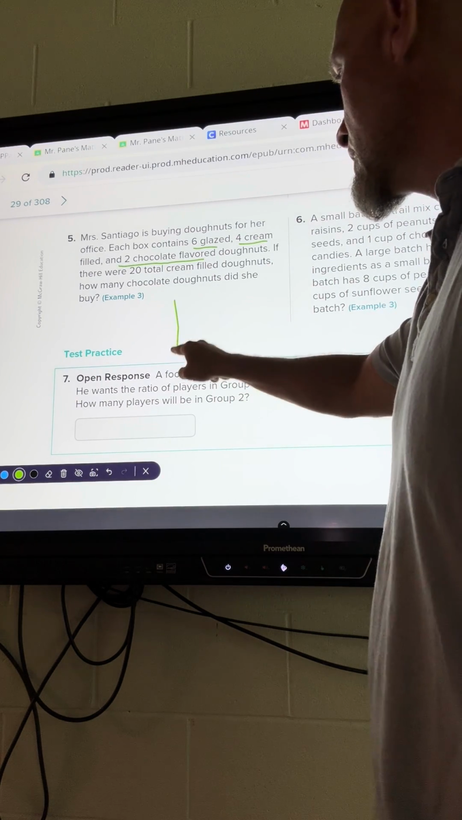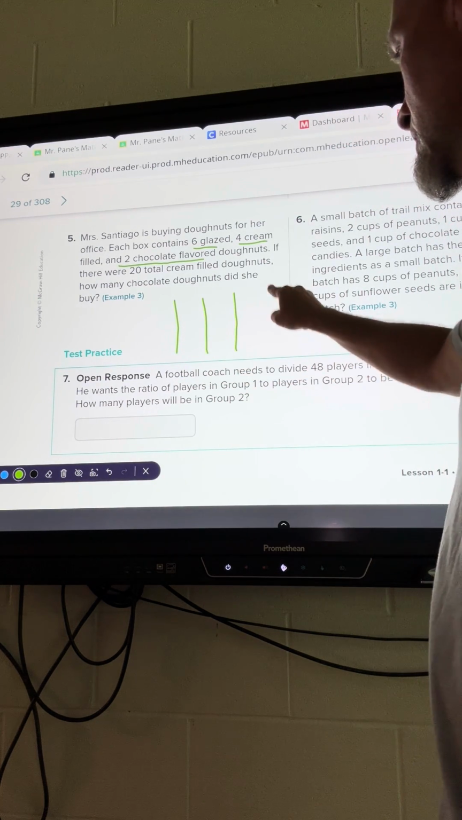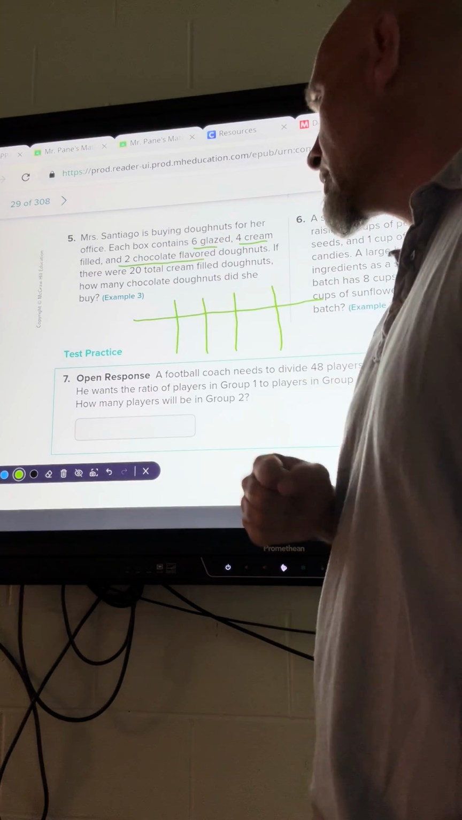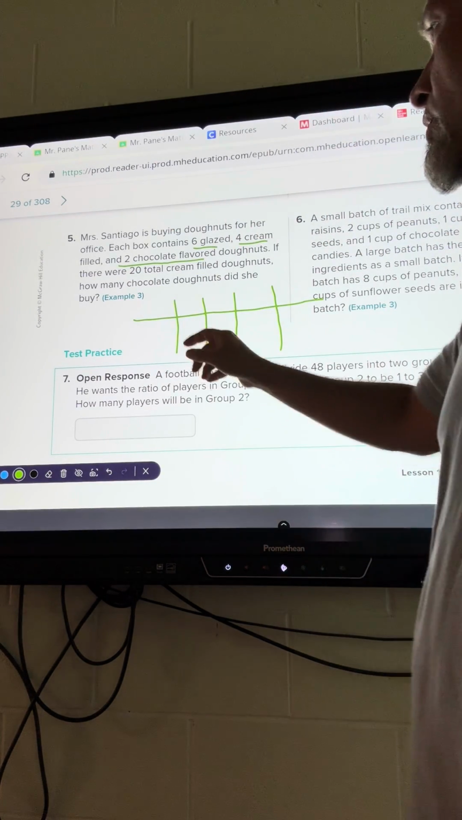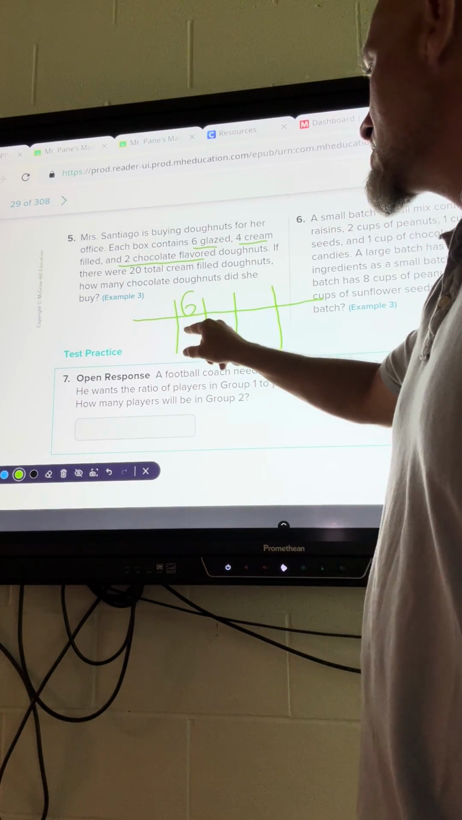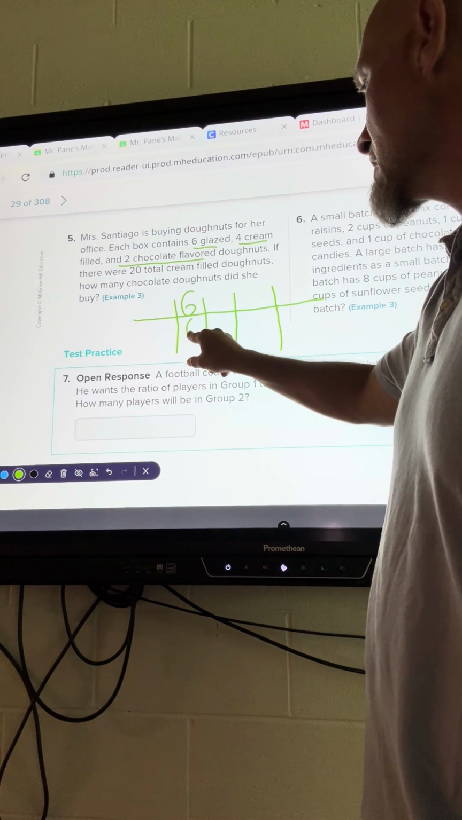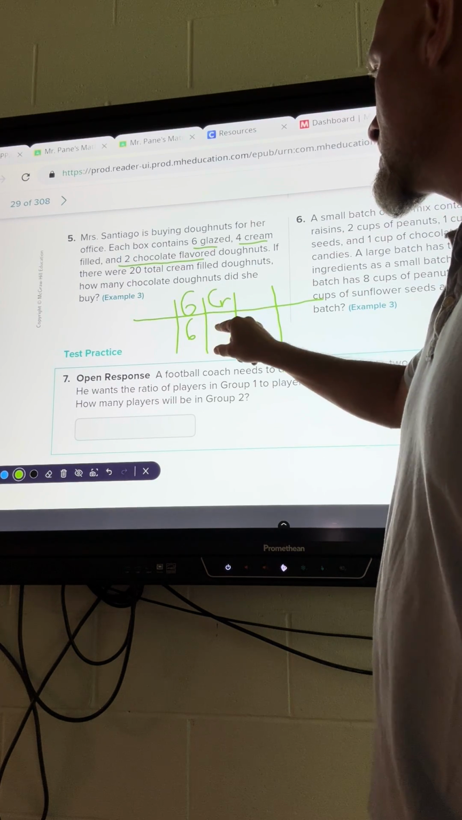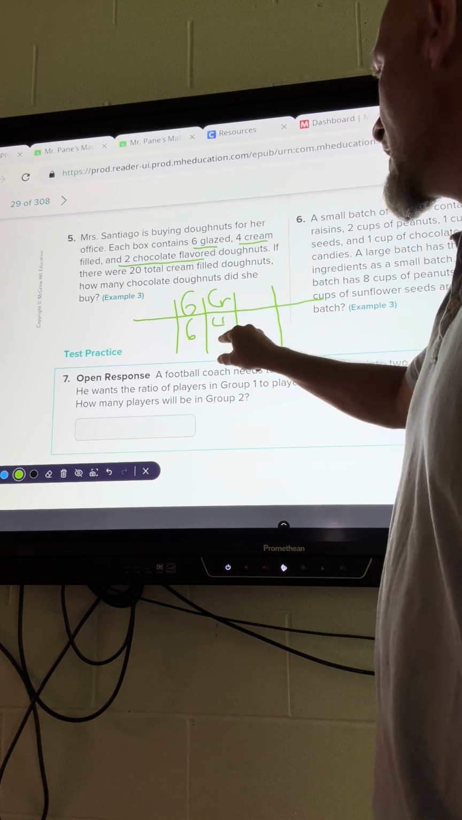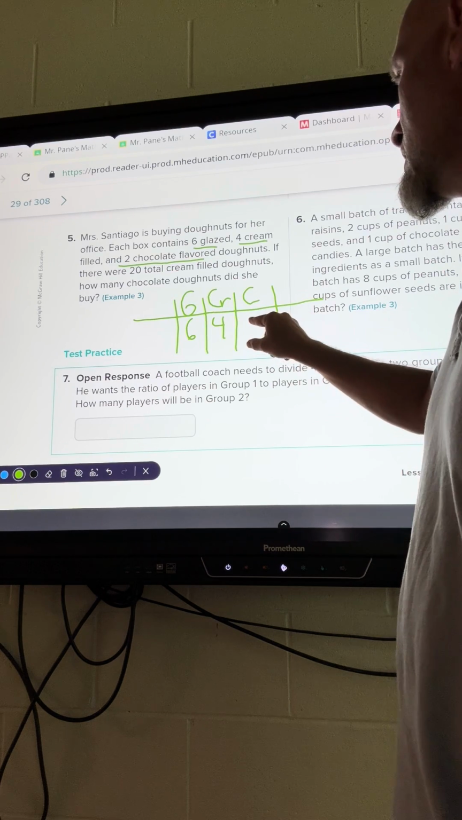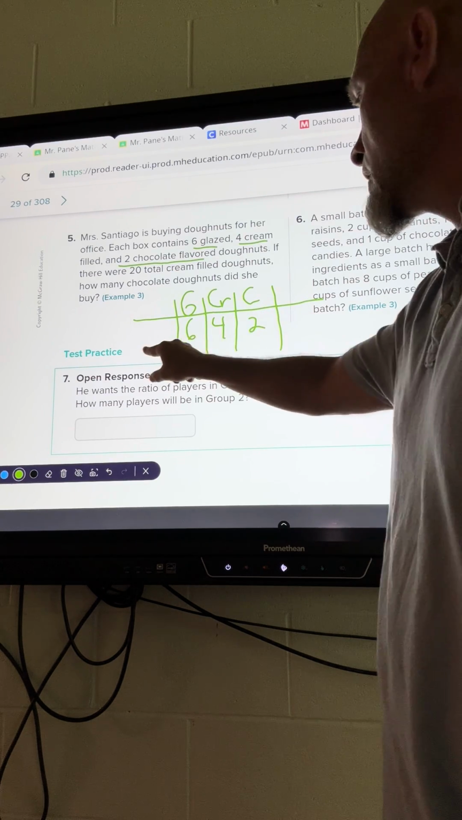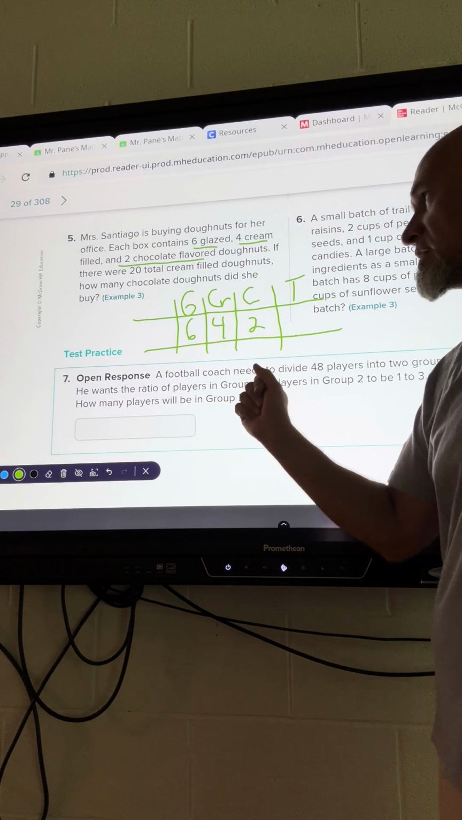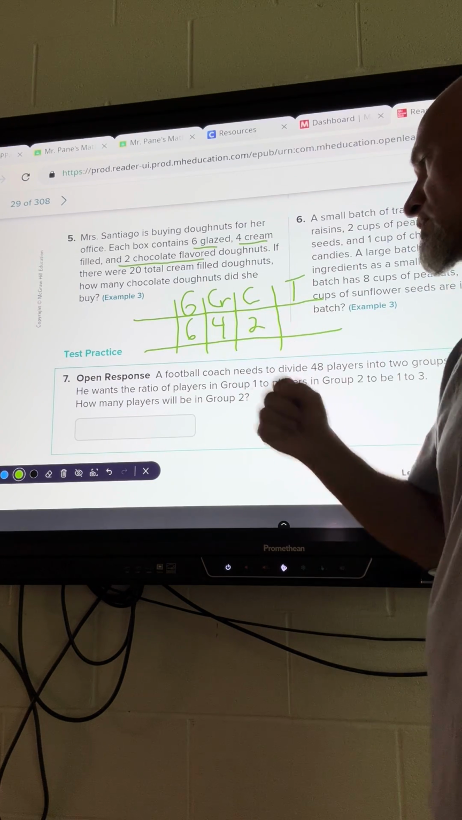So what you want to do here is come up with a table and get all that information from the word problem onto that table. We know we've got 6 glazed donuts, so we'll use a G for glazed, 6. Cream filled is going to be 4, and chocolate flavored is going to be 2. Okay? So right off the bat, Mrs. Santiago has 6 of the glazed, 4 of the cream, 2 of the chocolate.